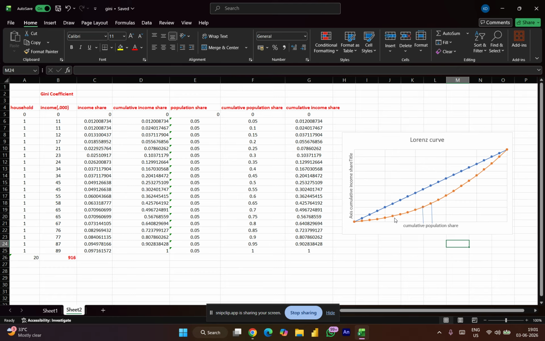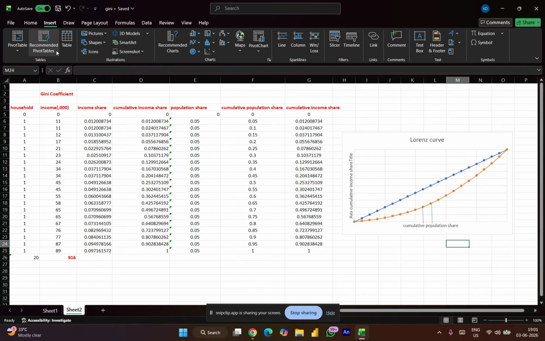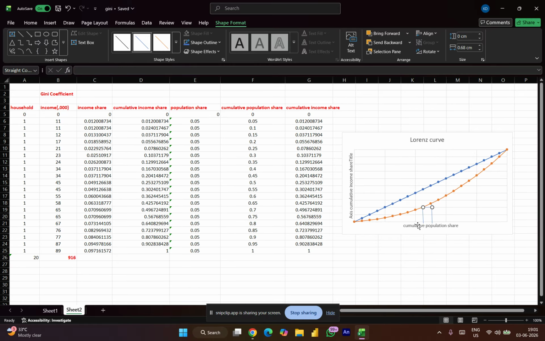But the vertical line is the cumulative income share. So if we take this point and this point, it will underestimate the total area. If we take this value and this value, we will get the area of this rectangle, but this portion is still left.